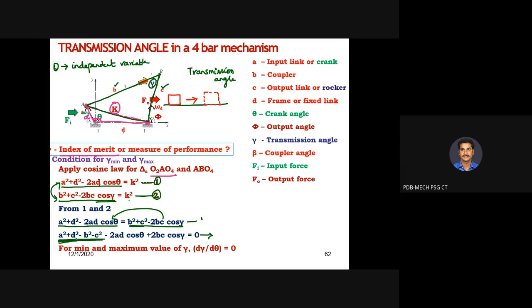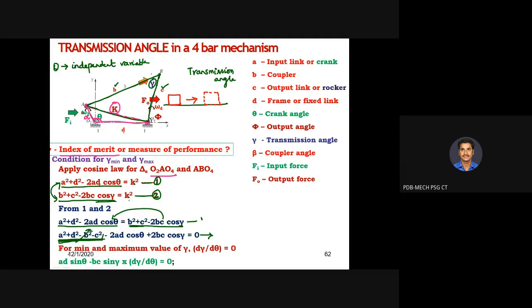These are all constants, correct? When you differentiate, this becomes 0. So you will be getting 2ad cos theta. What happens when you differentiate cos theta with respect to theta? It becomes minus sin theta. So minus already one is there, so it becomes 2ad sin theta.